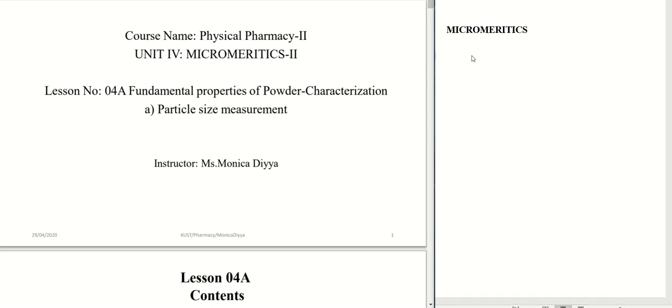In this lecture, we will be discussing micromeritics. What is micromeritics? And we will be discussing a few of the fundamental properties of powder particles.